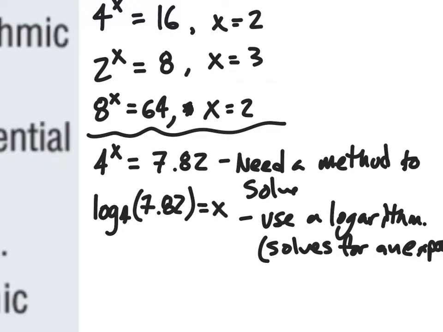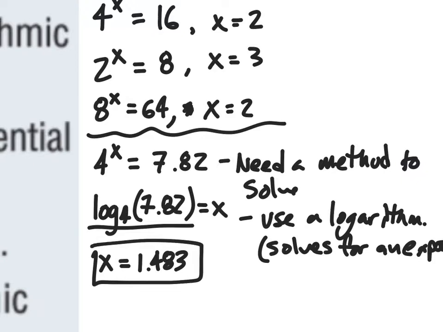We're going to talk about how you can plug this into your calculator. In Desmos, I want to say you can just plug it in as you see it. So let me do that just real quick. What I end up getting is that x is equal to about 1.483. This value is the exponent that makes this equation true up here.